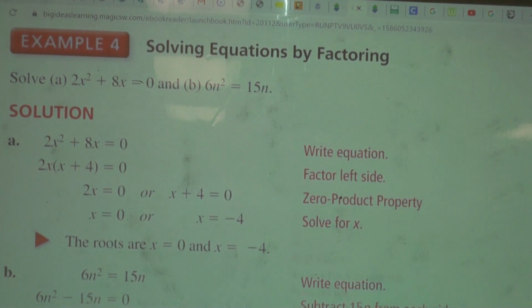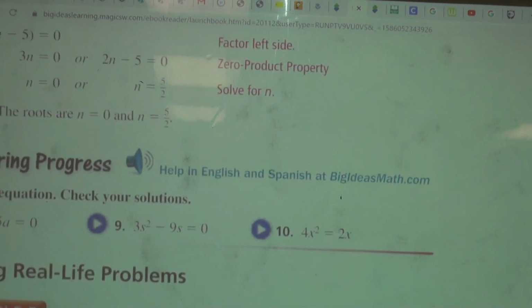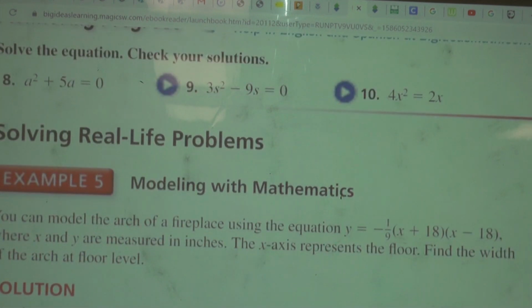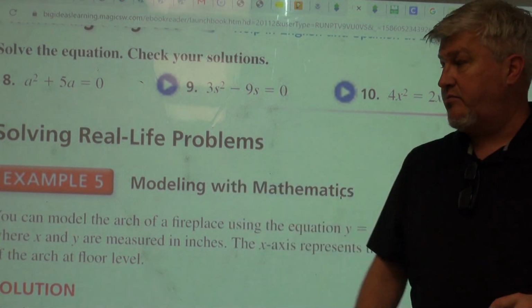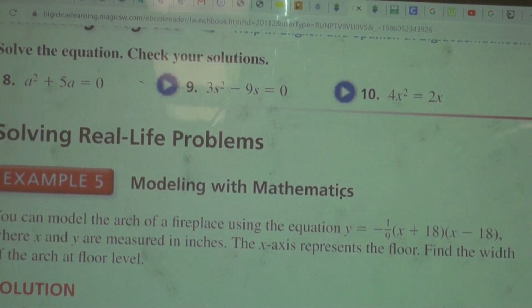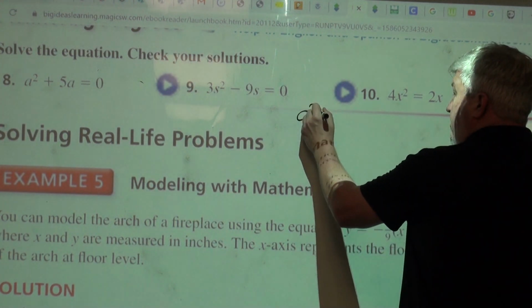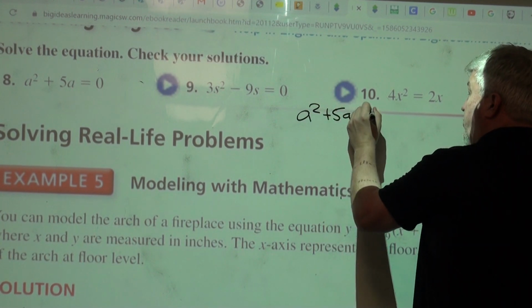Let me see. Oh, monitoring progress. Excellent. So we have 8, 9, and 10. Please go ahead and work on these and pause. Okay, the first one, number 8, says a squared plus 5a equals 0.